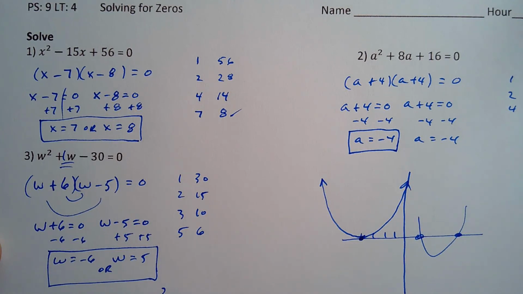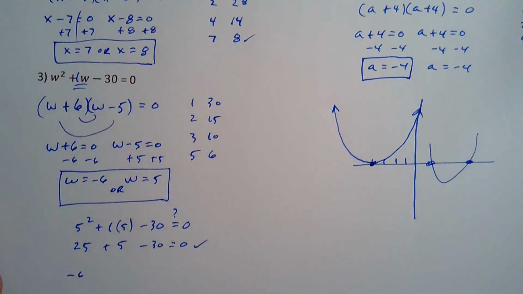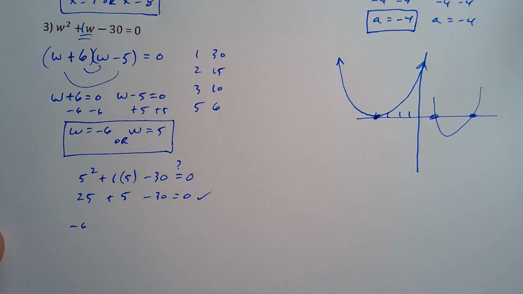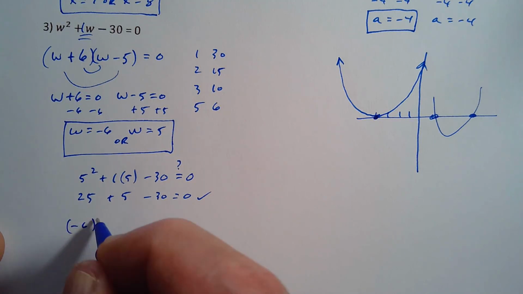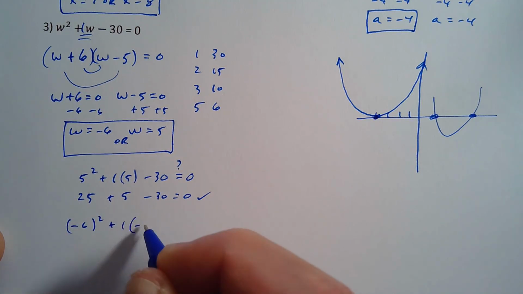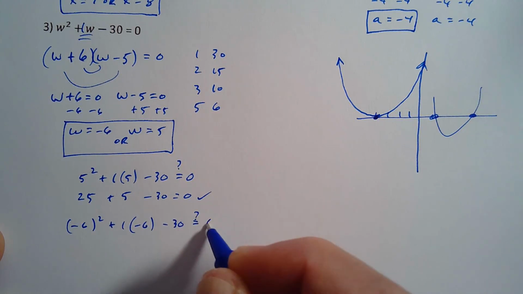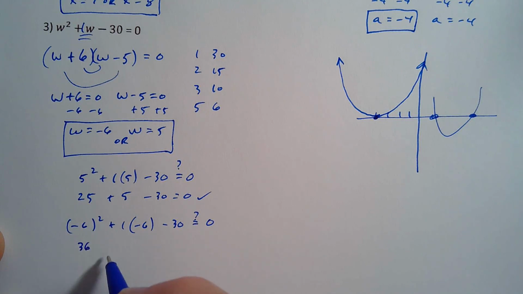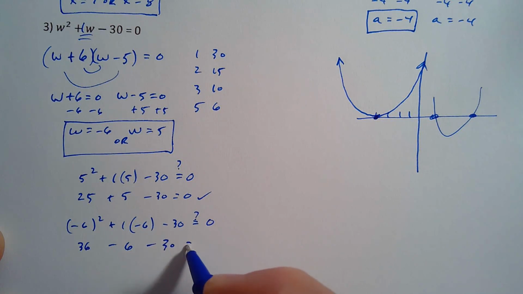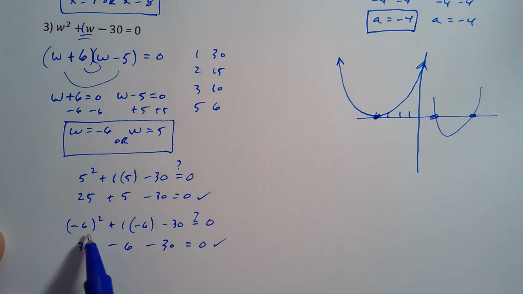If we did the same thing with the negative 6, whoops, sorry. If we did the negative 6 and squared it, and then 1 times the negative 6, and then minus 30, we're wondering if that one would make a 0. This is positive 36, minus 6 is 30, minus 30 gives me 0, so they check. So real easy to check, just put them back into the original equation and see if they work. Now remember, when you're squaring a negative, that makes a positive. That's an easy place to make a mistake there.